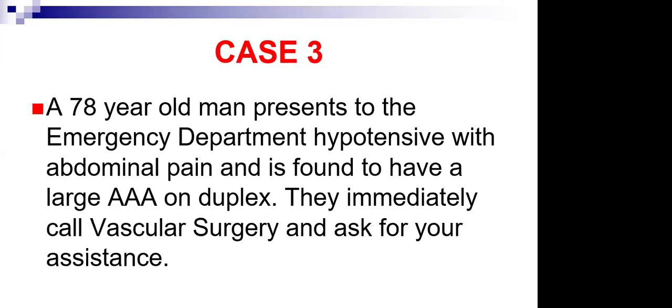This is a 78-year-old man who presents to the emergency department hypertensive with abdominal pain, and is found to have a large AAA on duplex. They immediately call vascular surgery and ask for your assistance. Again, most important question: what do you do next? You're in the ER and they call you.